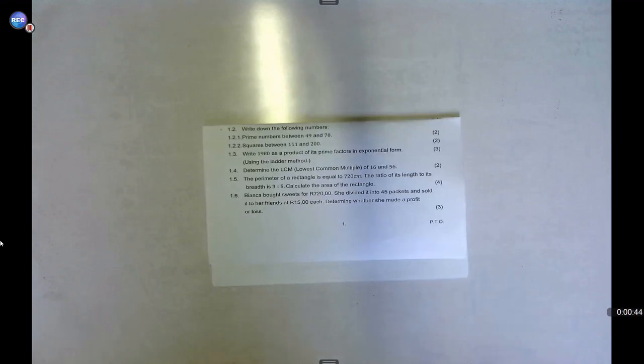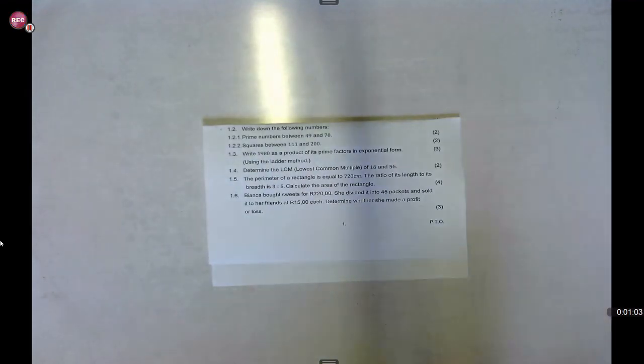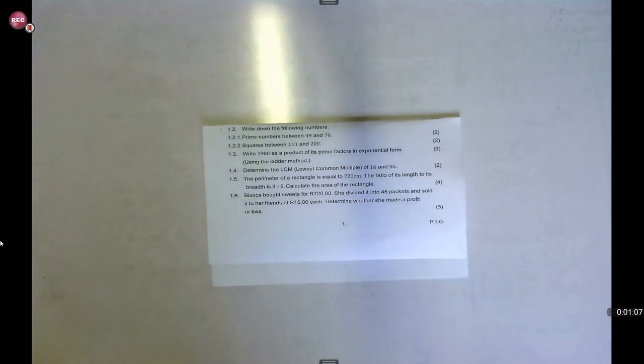So as you can see, you've got question 1.2 in front of you. 1.2.1 asks us for the prime numbers that are situated between 49 and 70. So this is a level 1 question. You need to know which numbers are prime numbers that fall between 49 and 70.